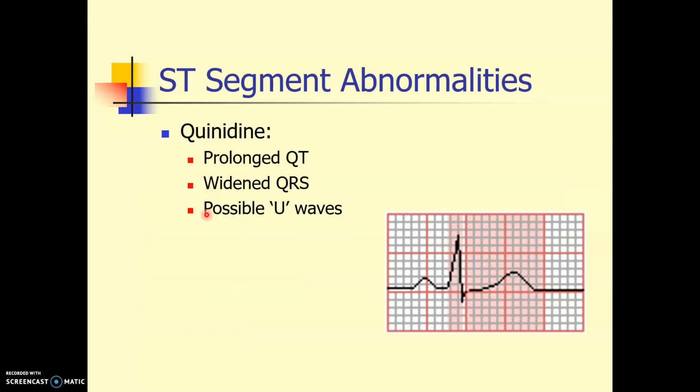Quinidine can sometimes be seen in toxic doses, and this can lead to a prolonged QT interval, widened QRS complex, and the development of Q waves. It should be noted that patients who are on digoxin who then start on quinidine, because they share the same excretory mechanism via the biliary system, quinidine can potentiate the toxicity of digoxin.